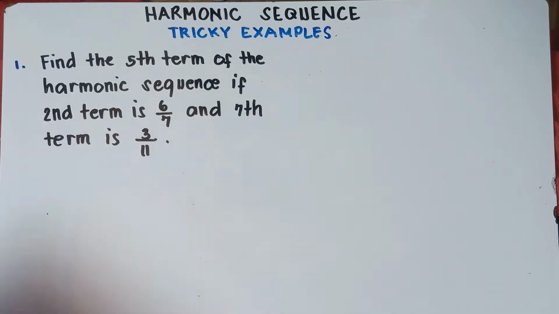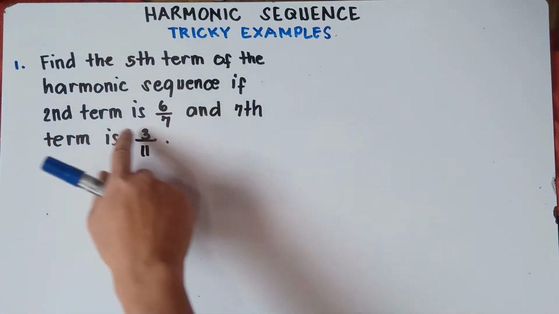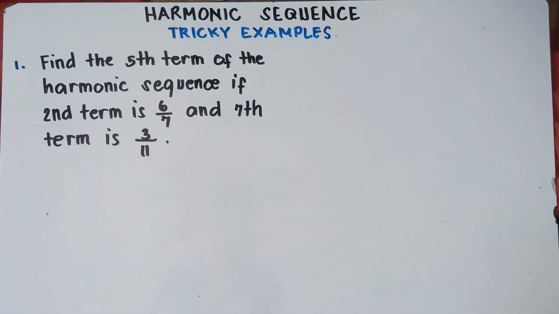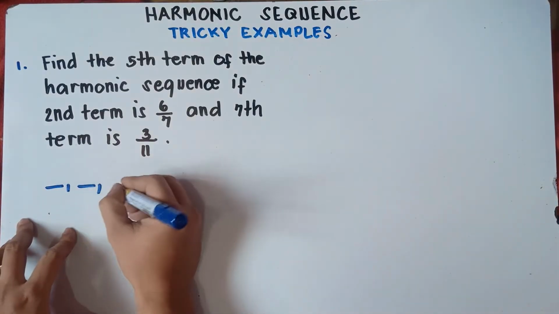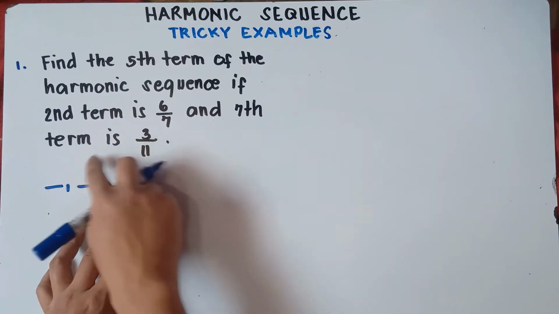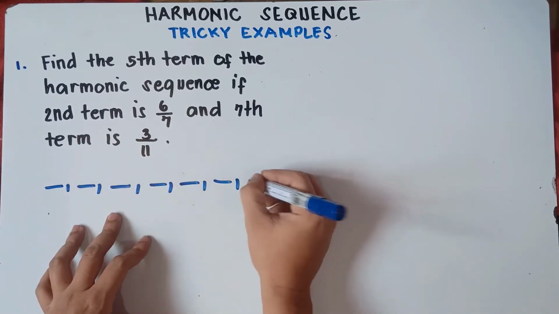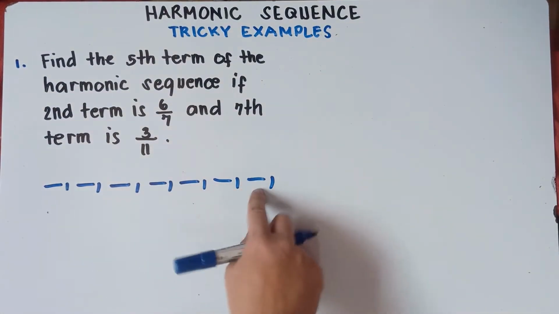Alright, let's try to solve number 1. The thing that you will do, class, is you need to count the number of terms. So we have the 5th term, 2nd term, and 7th term. Therefore, the last term will be the 7th term, and we have 7 terms. 1, 2, 3, 4, 5, 6, and 7.